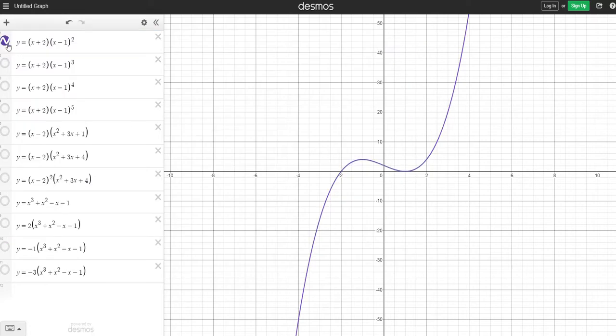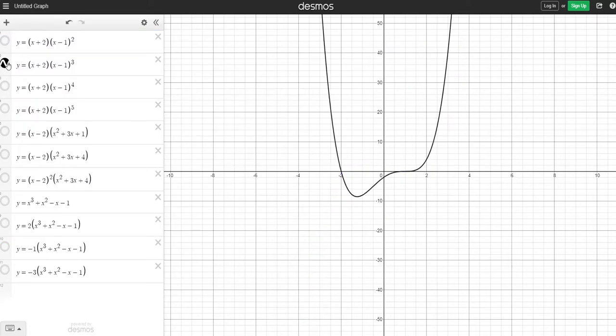Let's look at that one. Here's that 0 at -2. Not much is changing with that one, still cuts through. But look at what happens now at 1. It no longer bounces off. It actually cuts through, right?